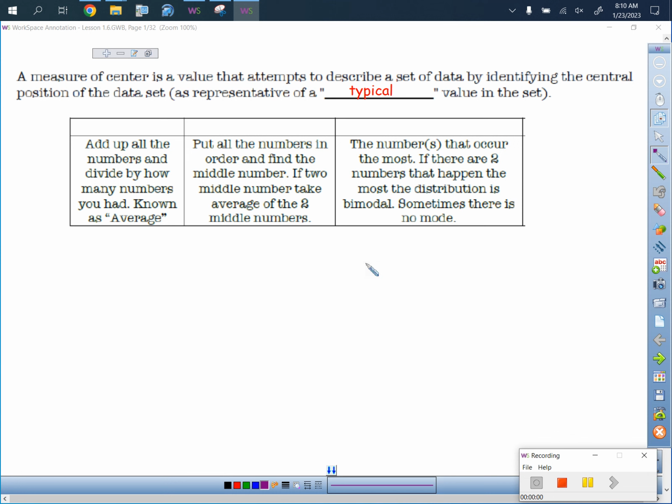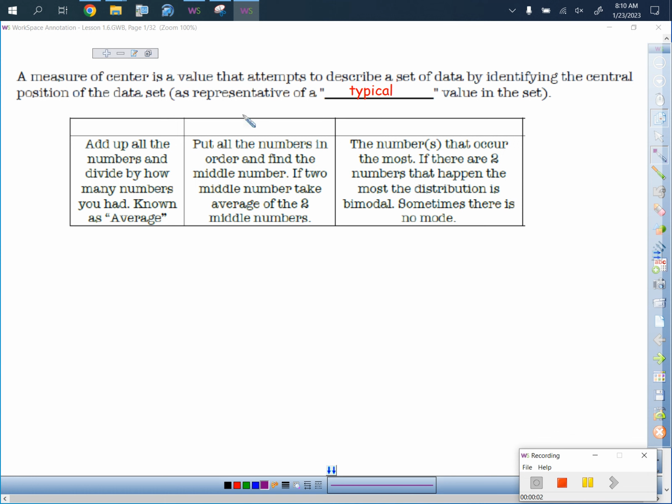All right, today's 1/6, measures of center. A measure of center is a value that attempts to describe typical sets of data by identifying central positions of data. So the main thing that goes in there is just like a typical number that shows you what the data looks like. That's a measure of center. You've heard of all of these before from way back in the day.